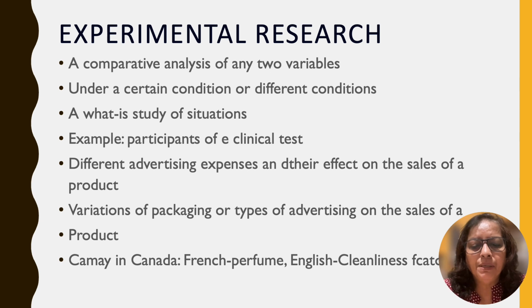Next is experimental research. Experimental research is a comparative analysis of any two variables. We just did something called correlation research. Now, in correlation research, I told you, we don't find the why. Here, we try to find the why. Under a certain condition or different conditions, a what if study of situations. I have written here what is. It is not what is, it is a what if study of situations.